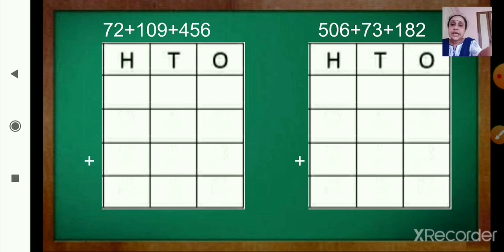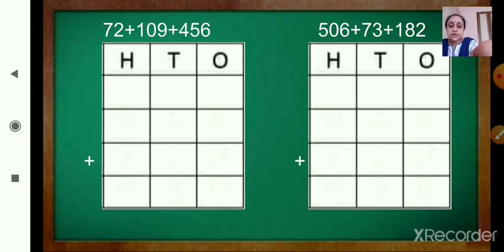Now, the same thing. You start writing the numbers. We will add these numbers: 72 plus 109 plus 456. And whenever you are doing these sums, you have to do the rough work in your rough book. I have showed you, or wherever in the notebook where you are doing your sums, there on the side you do the rough work. Okay.